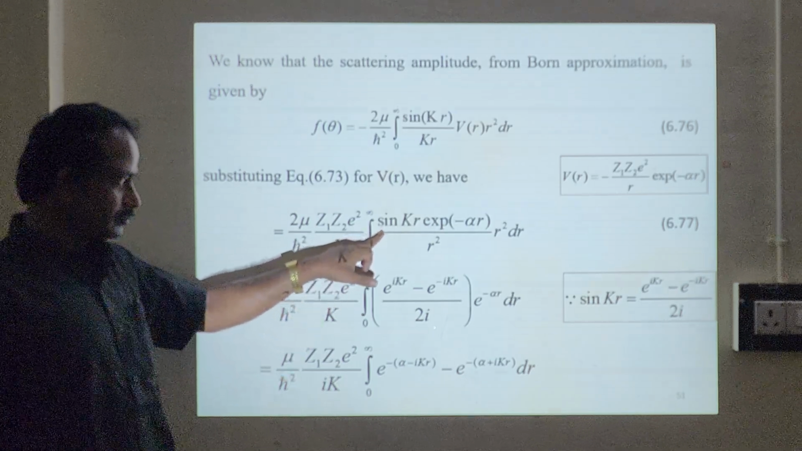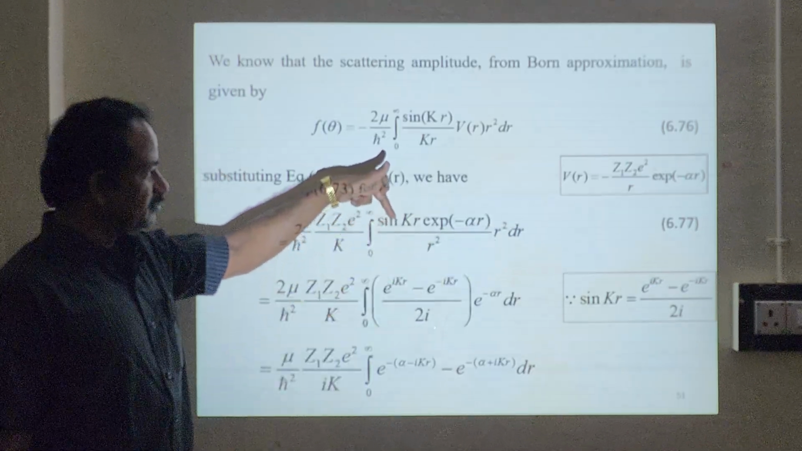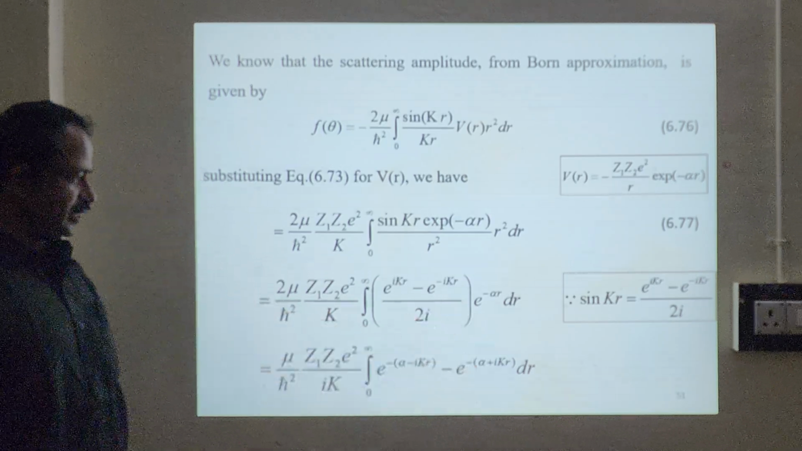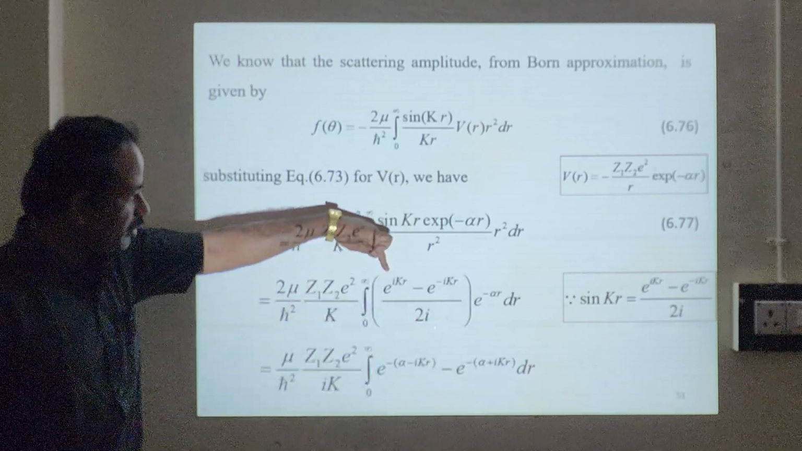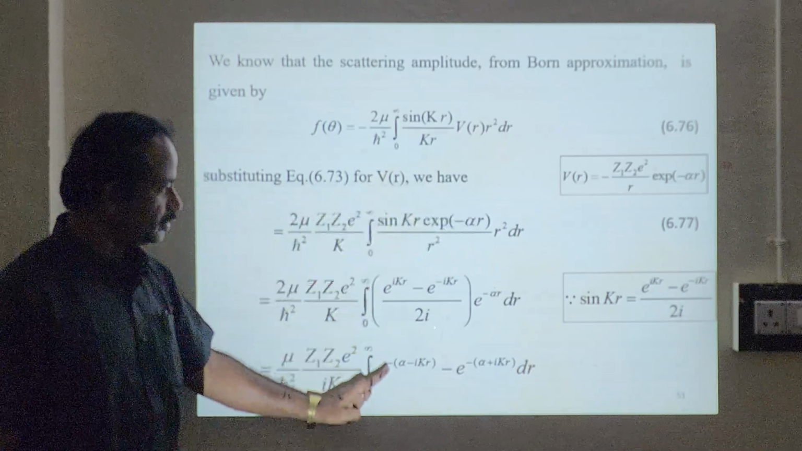So this r squared and r squared will cancel. Instead of sin kr you can write this expression, e power minus alpha r dr. Now I am going to combine these two, and that will give you this expression.